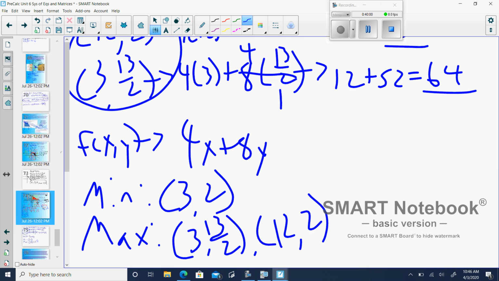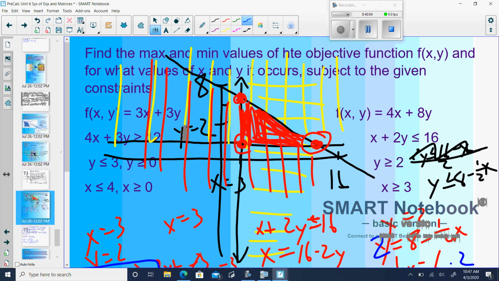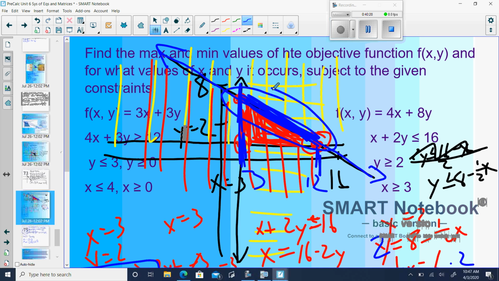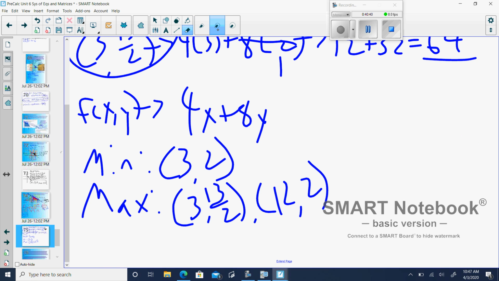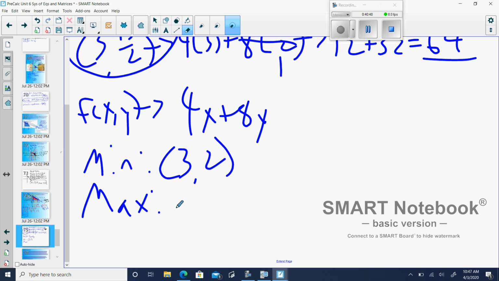So what does it mean for our max? Well, what that means is the slope of our objective function, right? So we have this (3, 13/2) and we have this (12, 2). Every single point between 3 and 12, every single XY pair right here, is on the line of the graph of our objective function. So we have a max not at 2 points, because that's what we're tempted to think at first. It means that we have a max value of 64 at every single point between 3 and 12.